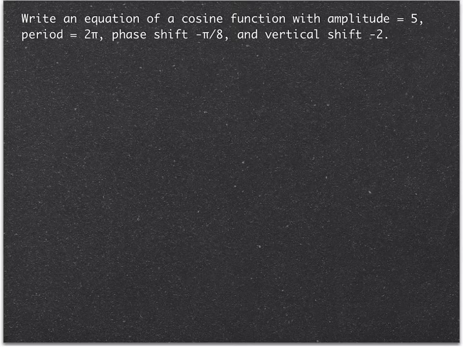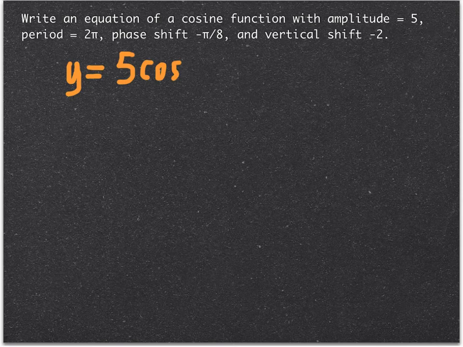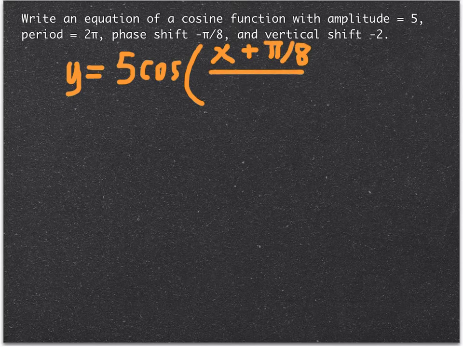So I'm going to change my pen color here to, let's see, how about this nice orange color here. So the amplitude's 5. It's going to be a cosine function, so for sure I know it's going to be 5 cosine. And the period's going to be 2 pi, phase shift negative pi over 8. So I know if that phase shift is negative pi over 8, it's going to be plus pi over 8 in the numerator like that. The vertical shift is minus 2, so that's just going to be a minus 2 tacked on the outside like that. Now the question is, what do I put in the denominator?